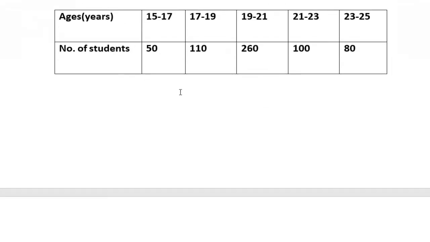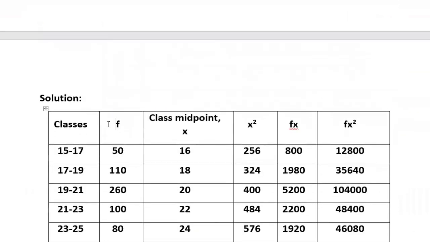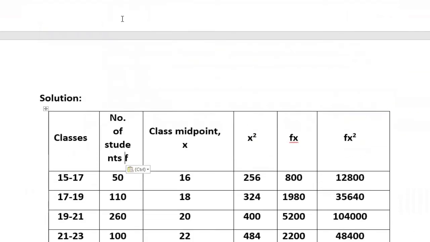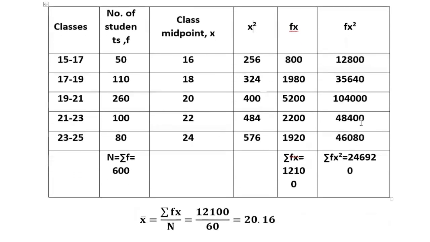As I said, the number of students is nothing but the frequency, denoted by f. So you can write the number of students here. This is the number of students denoted by f, and you have the midpoint. You multiply and you get the fx, and you square the midpoint, then multiply this f with x square, and you get fx square. This means the sum of fx and the sum of fx square. If we sum up, we get these values.